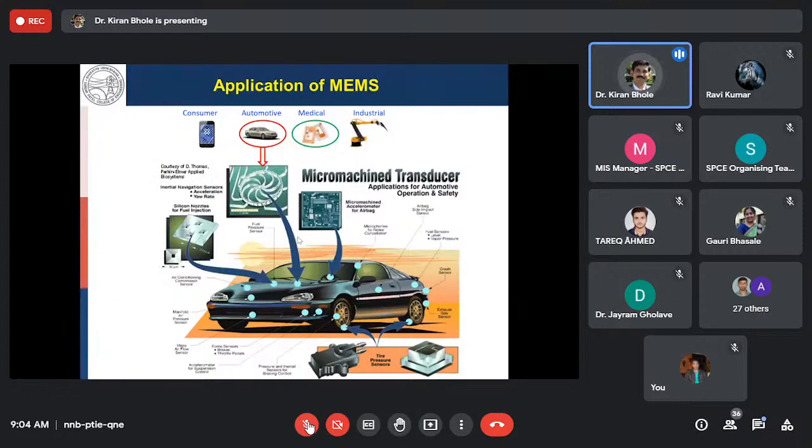These two processes emerged from MEMS. I mean, these are MEMS processes. MEMS means micro electromechanical systems. And where do we use MEMS? This slide depicts all that. We have a lot of applications of MEMS all around us.